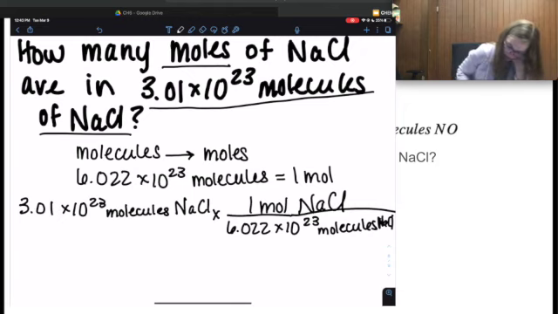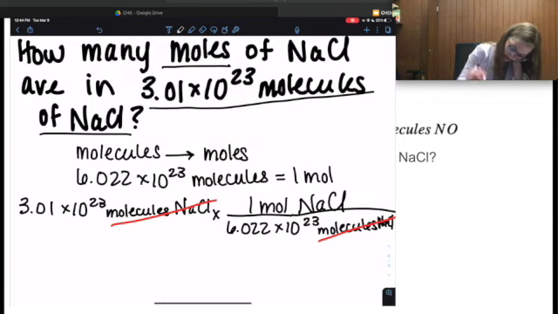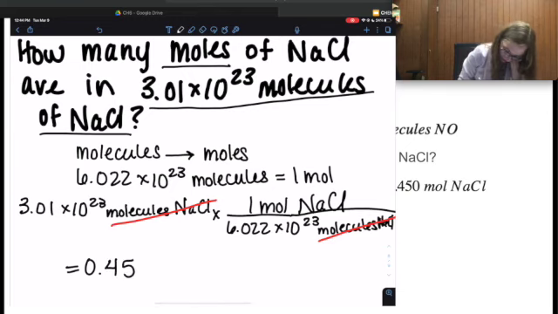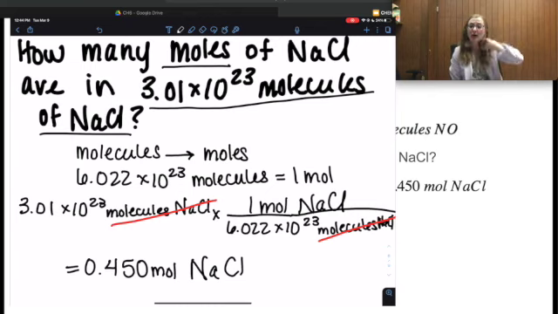Okay? So I'm going to check my units, see where I'm at. So therefore, if I have molecules of NaCl on the top, molecules of NaCl on the bottom, they cancel out. I'm left with moles. That's what I'm looking for. We are good to go. So let's math this out and see what we get. If we type all of this into our calculator, we end up with 0.450 moles of NaCl.